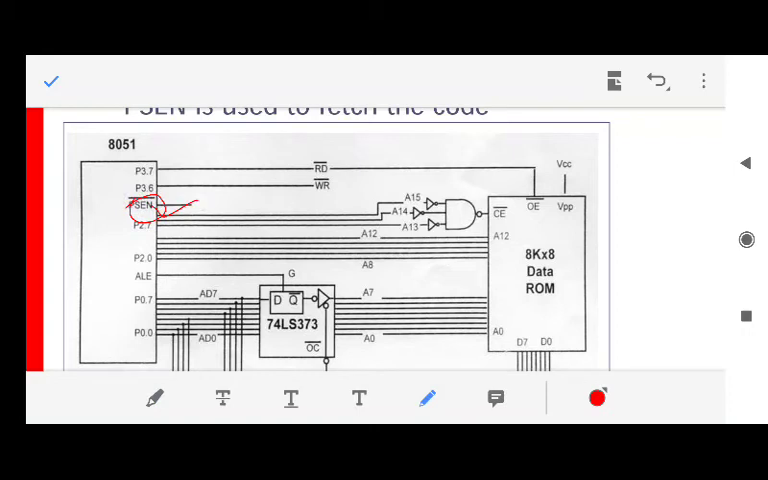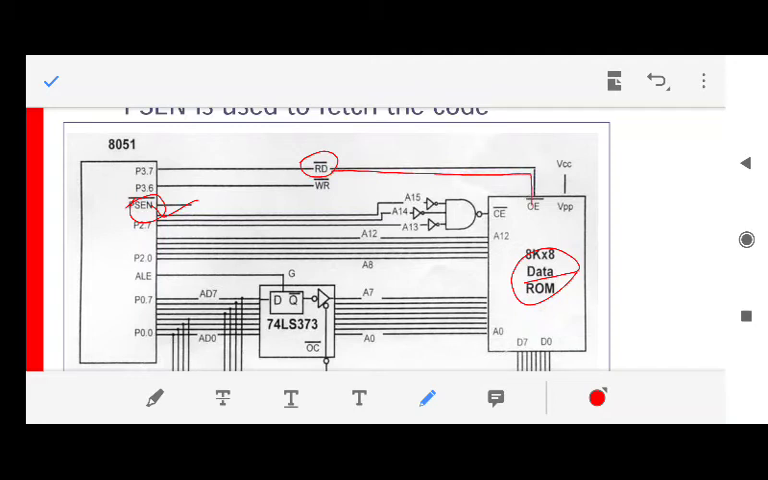Here what are you using? You are using the data memory, and that too, that is ROM, this is not RAM. If it was RAM, you have to use both read and write, because RAM can be read also and it can be written also. So you have to use both read and write signals. But since it is a ROM, you are using only the read signal. And the read signal is connected to the output enable pin.